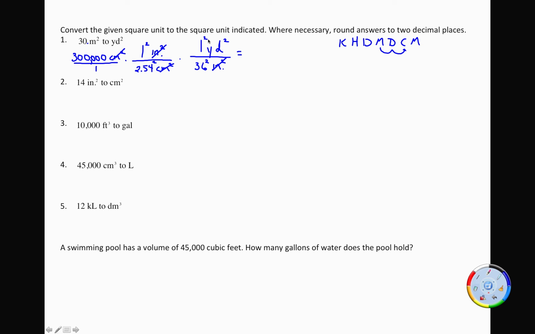So what I'm going to plug in the calculator is 300,000 divided by, don't forget your parentheses, let me write it up here for us so we can see what it looks like. 300,000 divided by 2.54 squared times 36 squared, all in parentheses. So 300,000 divided by 2.54 squared times 36 squared, close your parentheses, 35.879. So 35.88 square yards.